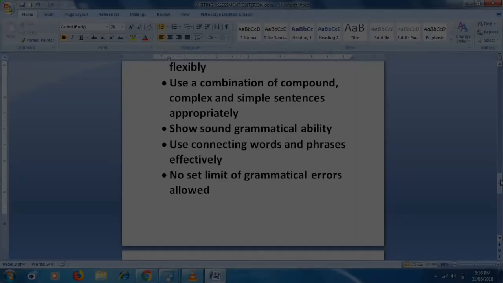No set limit of grammatical errors allowed. And I've mentioned this point here because I get a lot of questions from students asking me, is there a maximum number of mistakes after which we wouldn't be able to score B grade? Now, I'm not sure which website suggests this, but there is no set number of mistakes. It's more to do with the kind of mistake that you're making. For example, you might make 5 mistakes, but if they're minor and they don't impact communication, that's fine. So it's possible to make 5 minor mistakes and then yet again score a B grade.